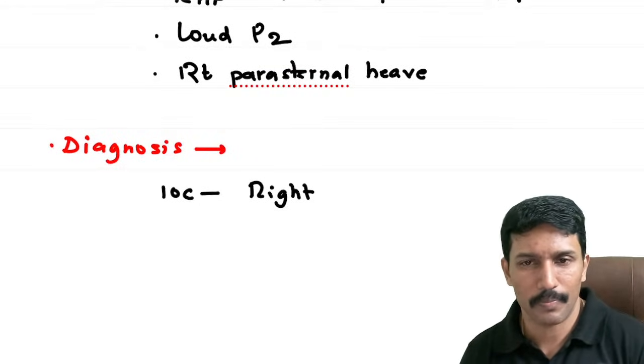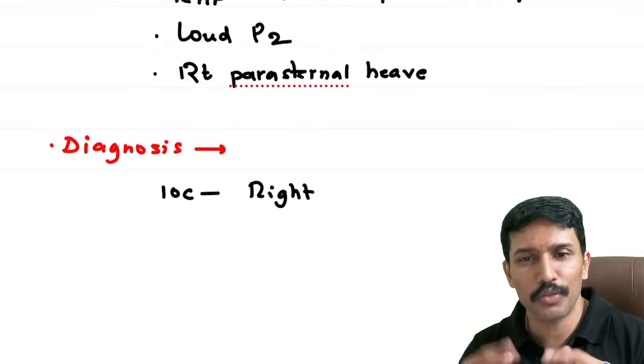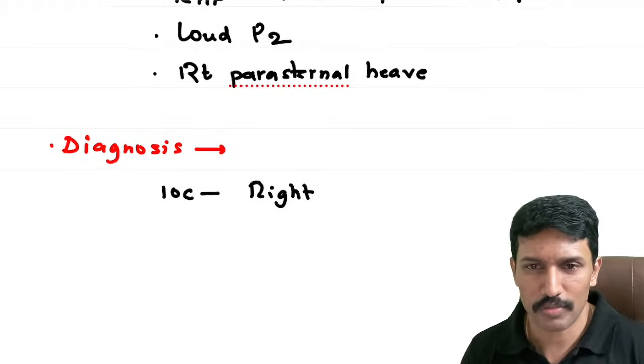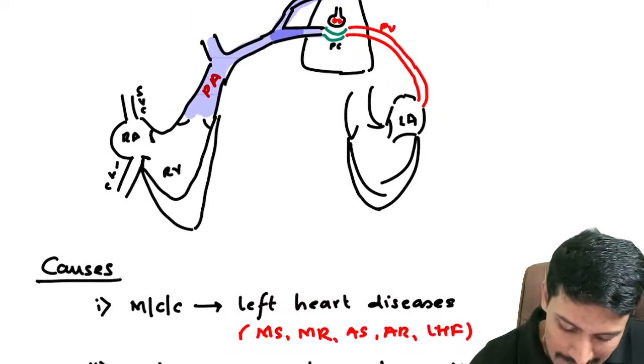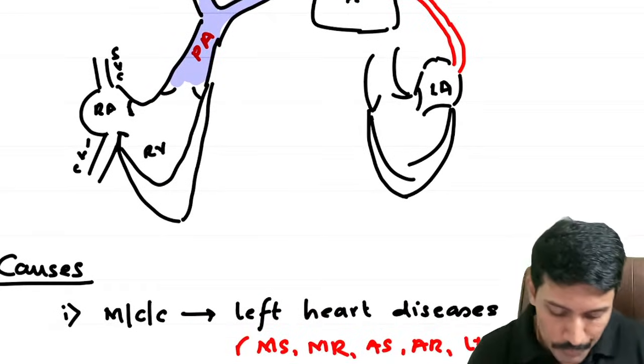That's the systolic BP. But can I tie a cuff to the pulmonary artery and measure it? Not possible. So how will I diagnose? Pulmonary hypertension is diagnosed by right heart catheterization. So what do I do?